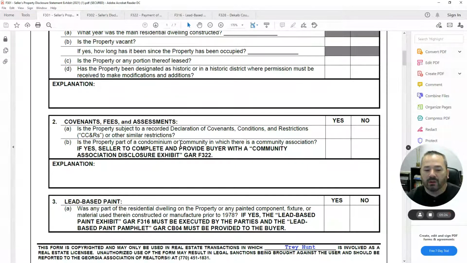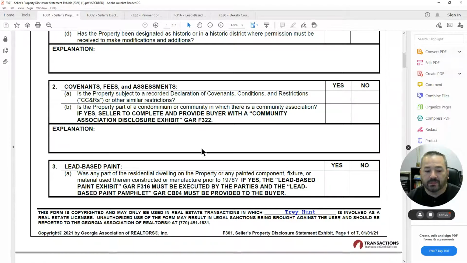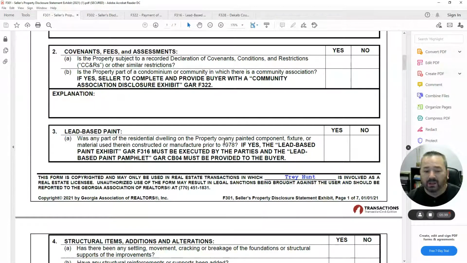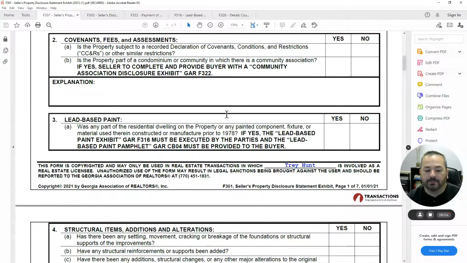Is the property part of a condominium community or a community in which there is a community association? Okay. Is there an HOA or is there a condo association? Lead-based paint. Was any part of the dwelling built before 1978, or are any components, fixtures, or materials constructed before 1978? So that's a common misconception that you only use the lead-based paint form when a property was built before 1978. No, it also includes if any of the fixtures were built before 1978.